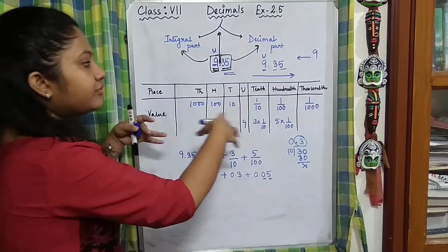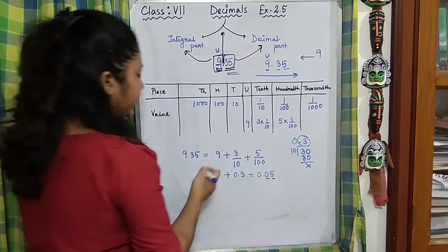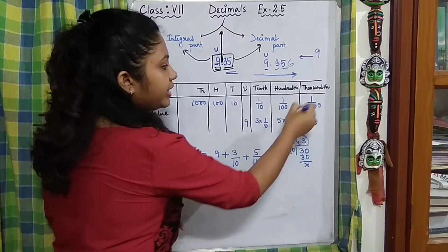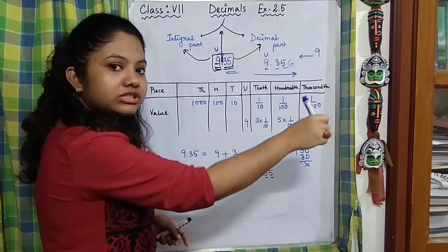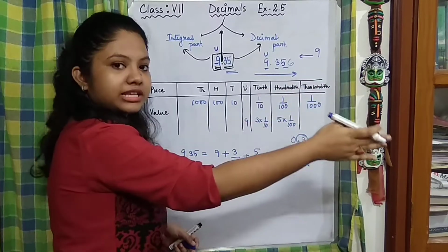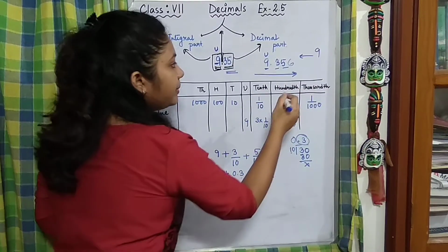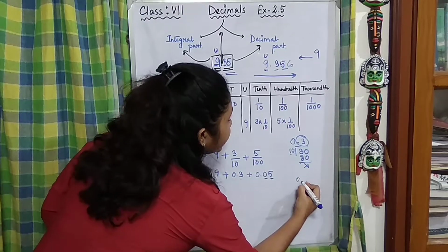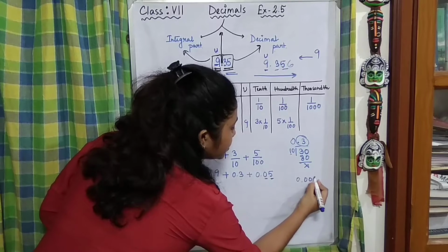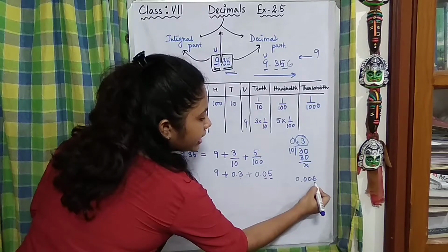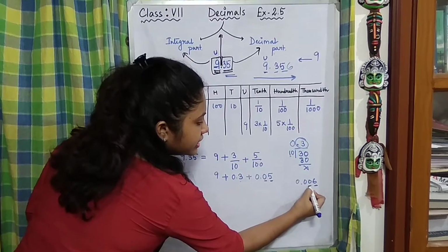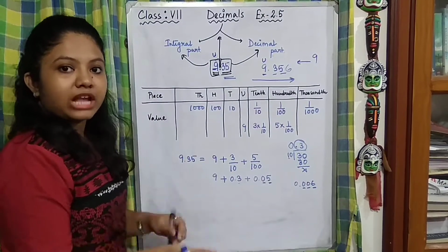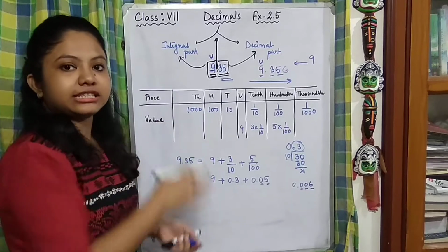Then if there are more digits, if it was 9.36 here, that would have been 6 by 1000, meaning the thousandths place. So how would I have written this? 0.006, where this is the thousandths place, this is the hundredths and this is the tenths place. Understand? Now let's move toward the exercise sums.